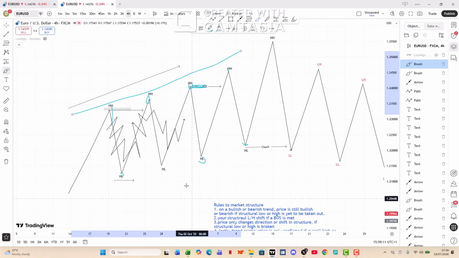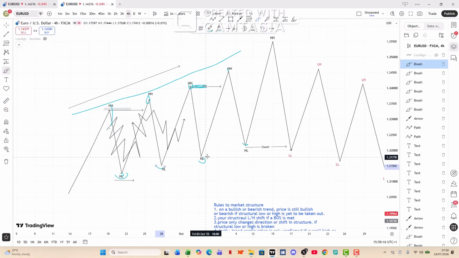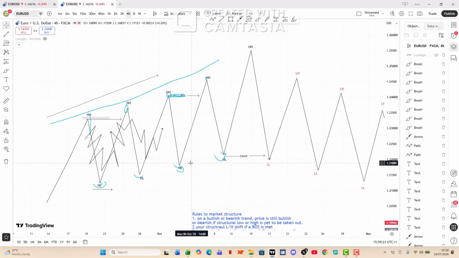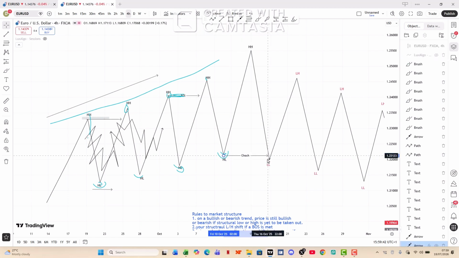So price is still bullish if these lows, these are your structural lows, these lows, this lows, this lows, and this lows. All right. So the rule is saying that price is still bullish if those lows are yet to be breached or taken out. And once that low is being breached or taken out, you can now consider price or mark that break or breach as a change of character. All right. So these are your structural low on a bullish trend. So if these lows are not breached or yet to be breached, price is still bullish.